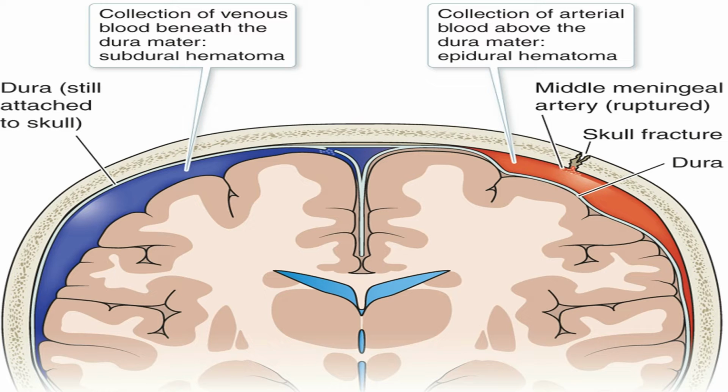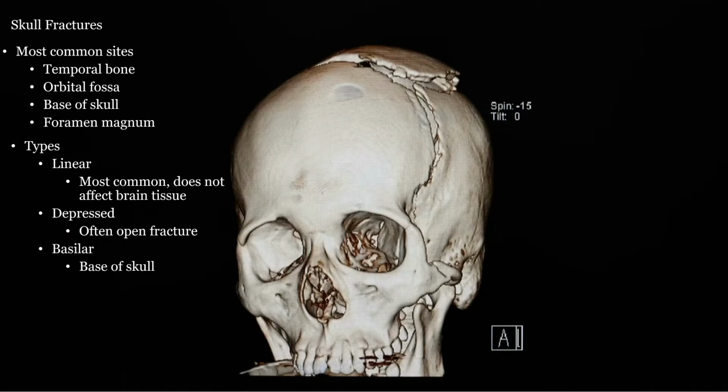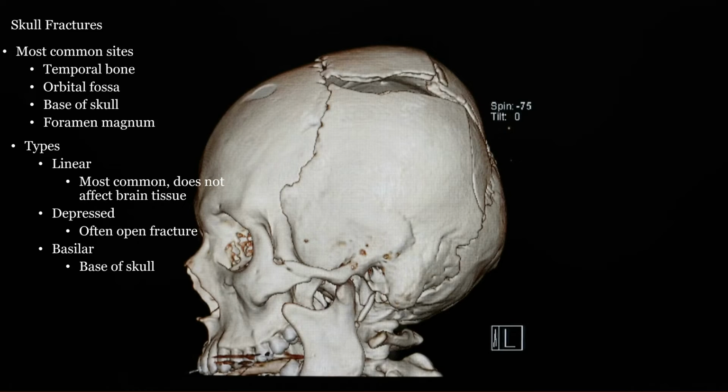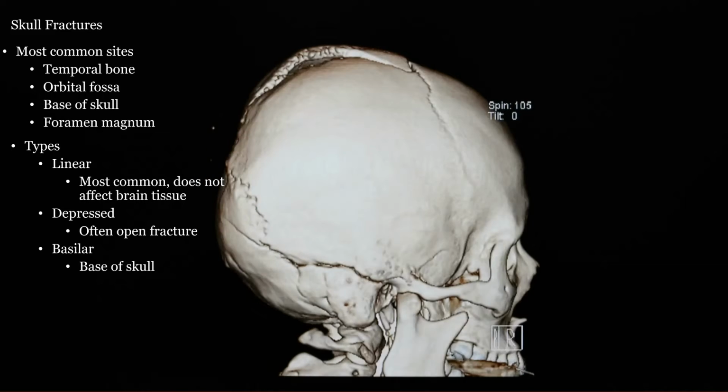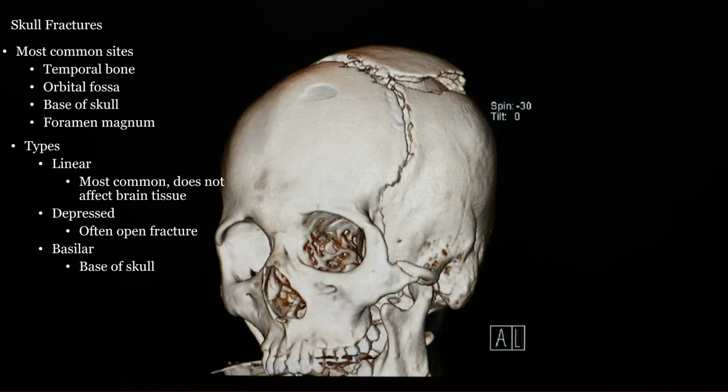Again, here's a difference between an epidural hematoma and a subdural hematoma. Look at the position of the dura mater. In a subdural hematoma, the dura is attached to the skull, while in the epidural hematoma, the dura is against the brain and then detached due to a skull fracture. Skull fractures, again, can cause epidural hematomas, particularly depressed type skull fractures, which are the most common due to this.